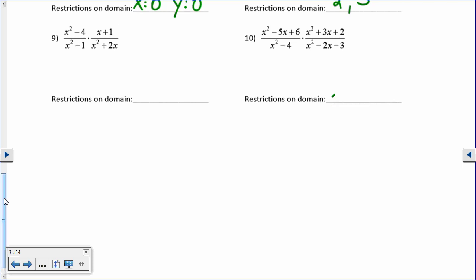Alright. What about this one? How can I factor that first fraction? X plus 2, x minus 2. That's how we factor the difference of perfect squares. What about the denominator? X plus 1, x minus 1. Okay. Can I factor just plain old x plus 1? No, so that's just going to stay.